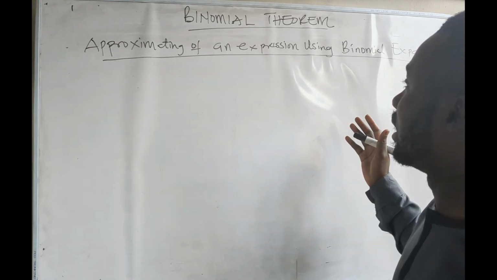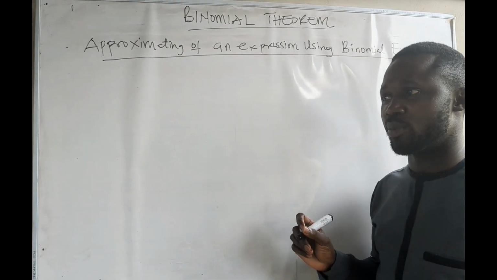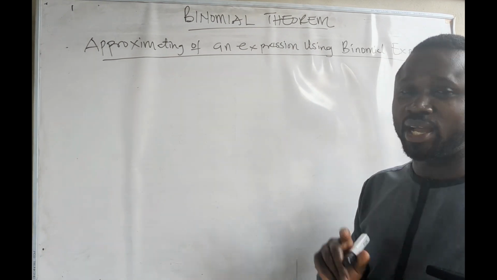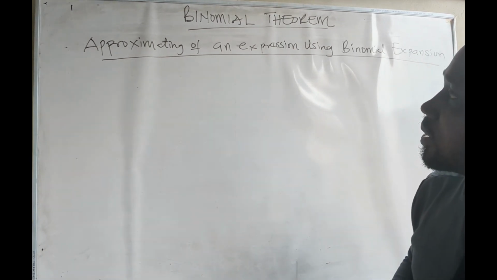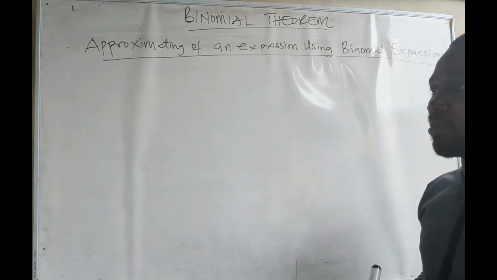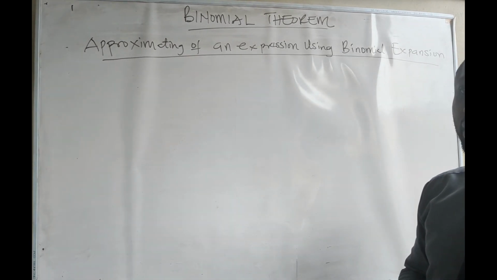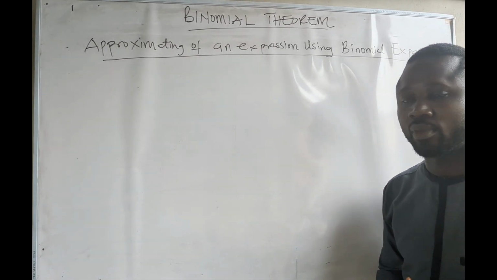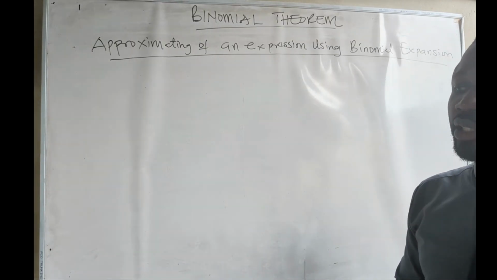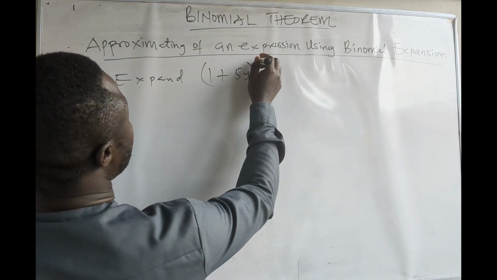Let's look at another lesson on binomial theorem. I think this will be our lesson 5 on binomial theorem. We are going to look at approximating an expression using binomial expansion. So here we can be given an expression to expand using, say, 1 plus 5y exponent 8.